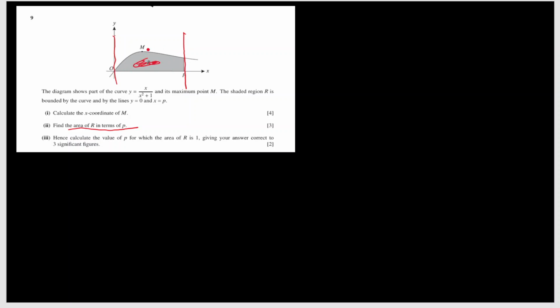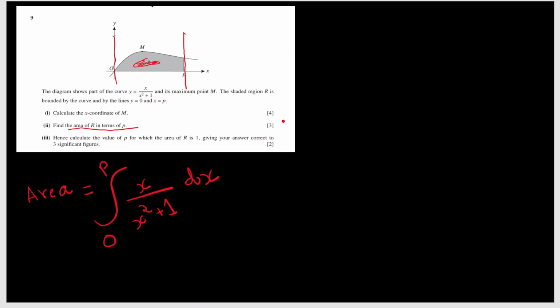So what we're going to do is, we know that the integration gives us the area. So find the area of R in terms of P. So area is equal to the integral of x over x square plus 1 dx. We have 0 over here and P, because the curve is bounded by these two limits, 0 and P.